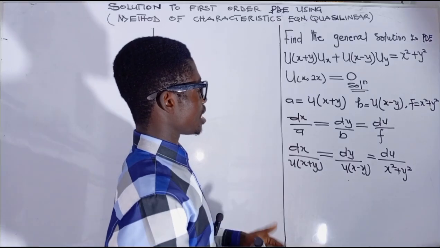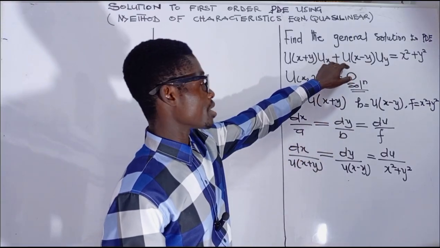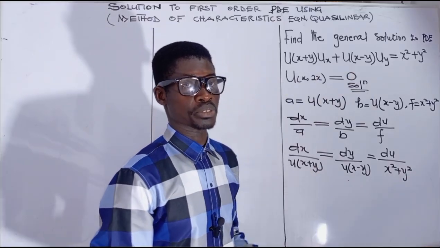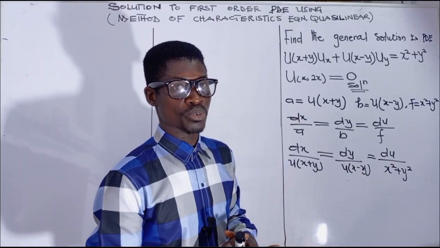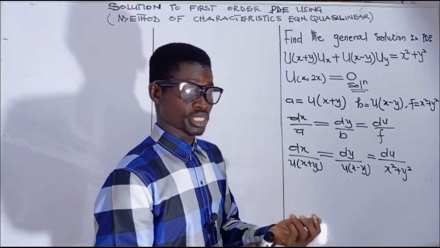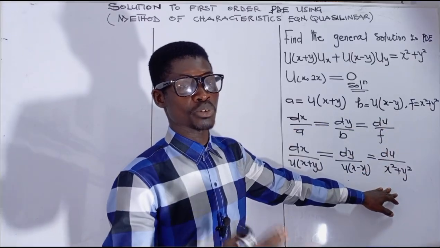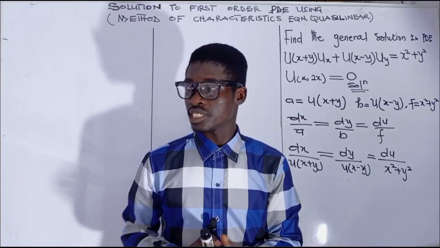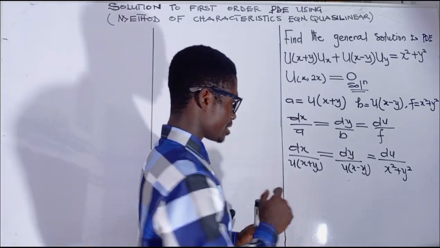So we can see that the characteristics equation has transformed this PDE into an ordinary differential equation, and once you have it, you can make use of any method that is used to solve an ordinary differential equation to solve this particular equation. Since our F is not equal to 0, we are going to form two equations, and these two equations are going to give us two solutions. So we have our first equation.